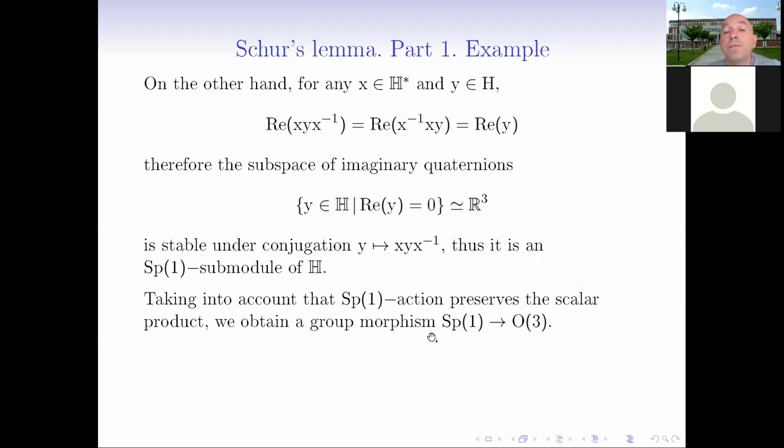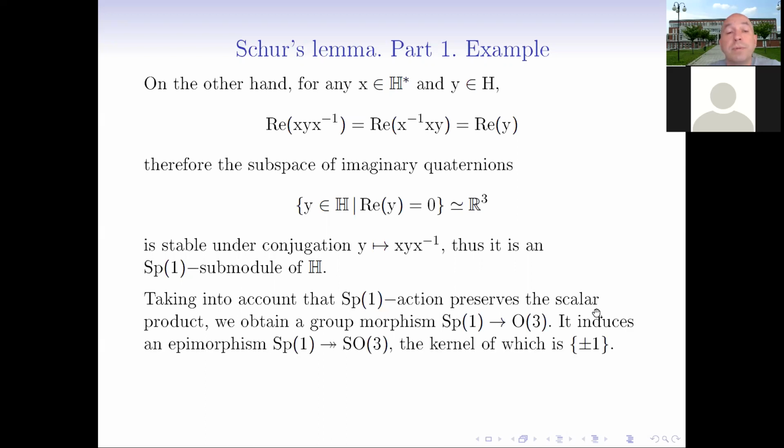So we have a group morphism from SP1 to O3, to orthogonal transformations. In fact, it will take values very soon in SO3. It induces an epimorphism from SP1 to SO3, the kernel of which is plus minus 1. So before we have an embedding of SP1 into U2, and the image was SU2, and now we have an epimorphism with a finite kernel.